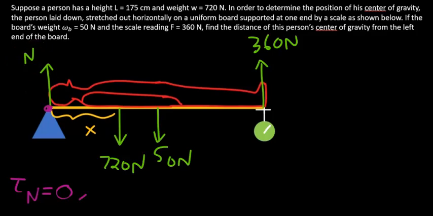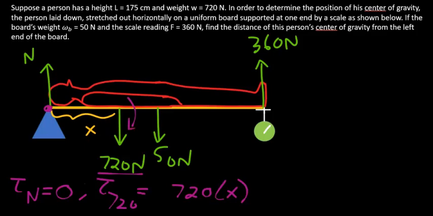Now let's move on to the 720 Newton force. The torque due to the 720 Newton force equals the force, which is 720 newtons, times the moment arm for that force, the distance between the axis of rotation and the point where the force acts. So in this case, it is just x. This 720 Newton force would try to rotate the board in a clockwise manner about that axis of rotation. So let's take the clockwise rotation to correspond to negative torque.